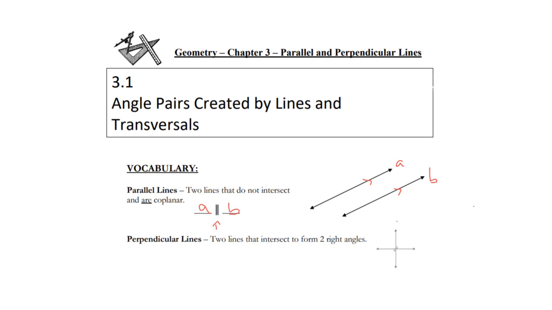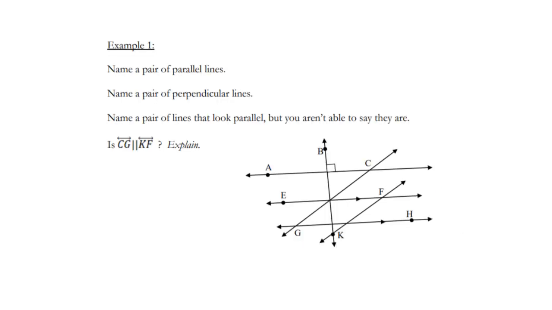Lines that are perpendicular meet at a right angle. So if I had C and D and they show me with a right angle symbol, the little square in the corner, then I know C is perpendicular to D. Okay, so go ahead, pause the video, fill in what you believe to be true for these questions, and then check back to see how you did.